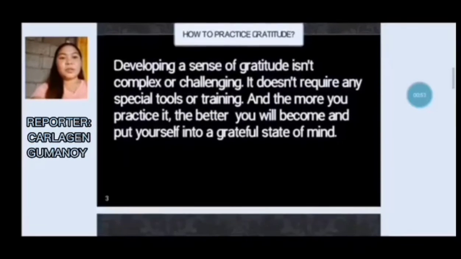Developing a sense of gratitude isn't complex or challenging. It doesn't require any special tools or training.